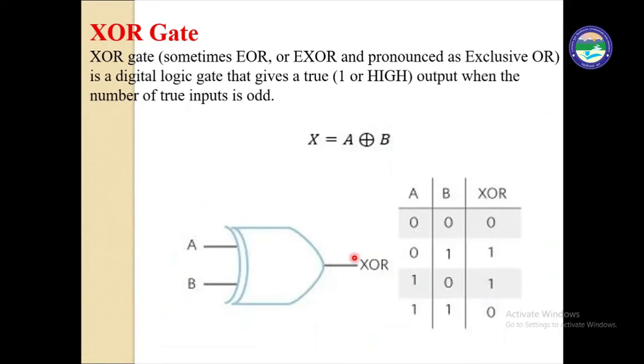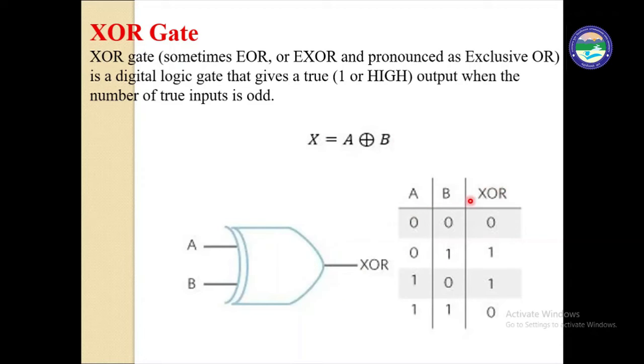This is the XOR gate. This XOR gate is sometimes known as EX-OR and pronounced exclusive OR gate. It is a digital logic gate that gives a true, meaning a 1 or a high output, when the number of true inputs is odd. This is the logic representation of a XOR gate, and this is the symbol for a XOR gate.